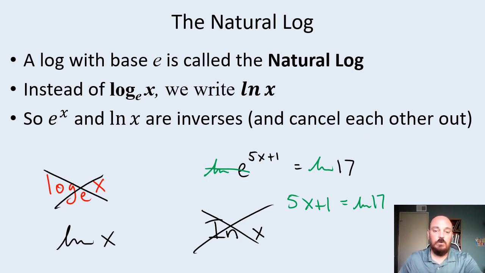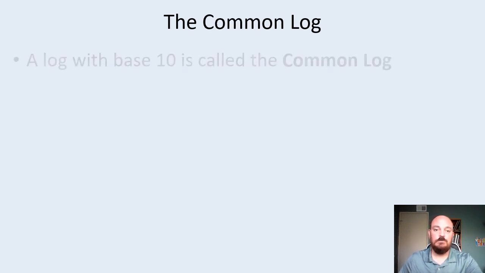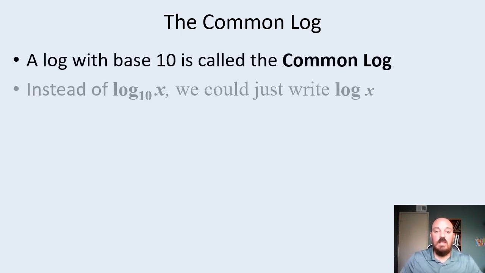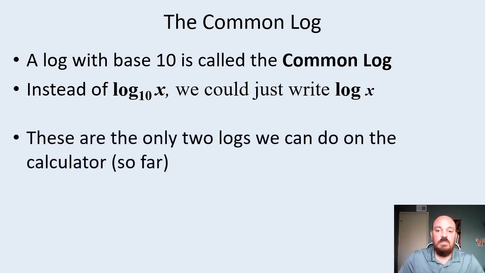The only other one I would mention real quick is something called common log. Common log is base 10. And that's what you have if you ever see the word log with no base showing. So log base 10 of x, you don't need the 10. These are the only two logs we can do on the calculator so far. We will learn how to do other ones, but there's no button for like a log base 7 of x or a log base 3 of x. You have to do a little trick to get those. We'll learn very soon.